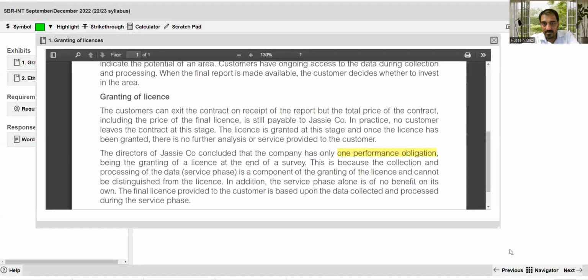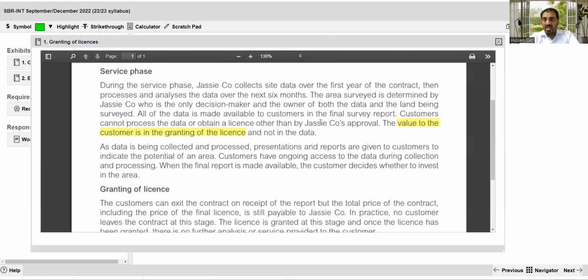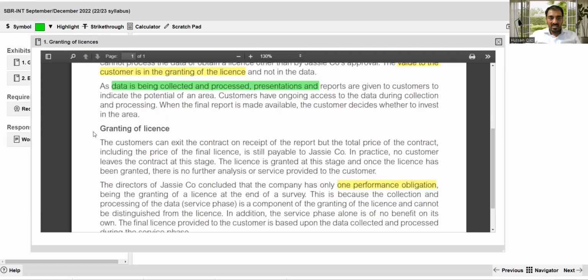Okay, this is what the question is about. Jesse company, a service provider, based on license services. Apparently there are two things to consider here. Number one, data being collected, data processing, data collection, process, presentation and report. That is the first thing. And then granting of the license.